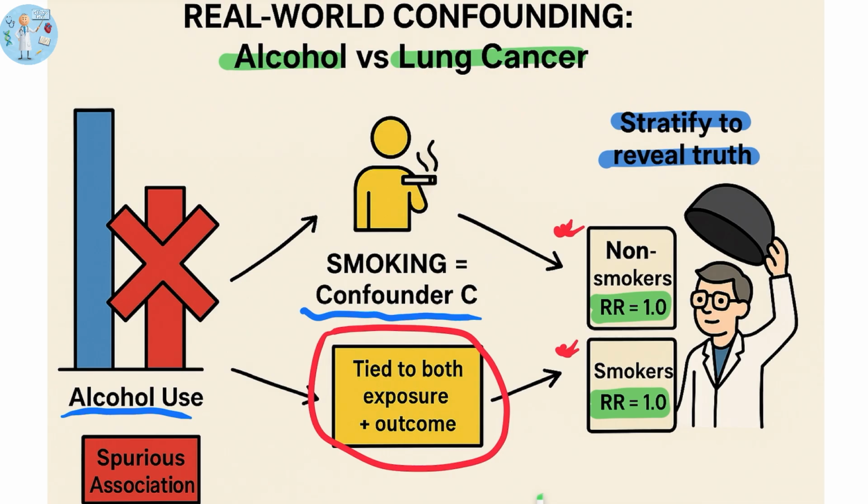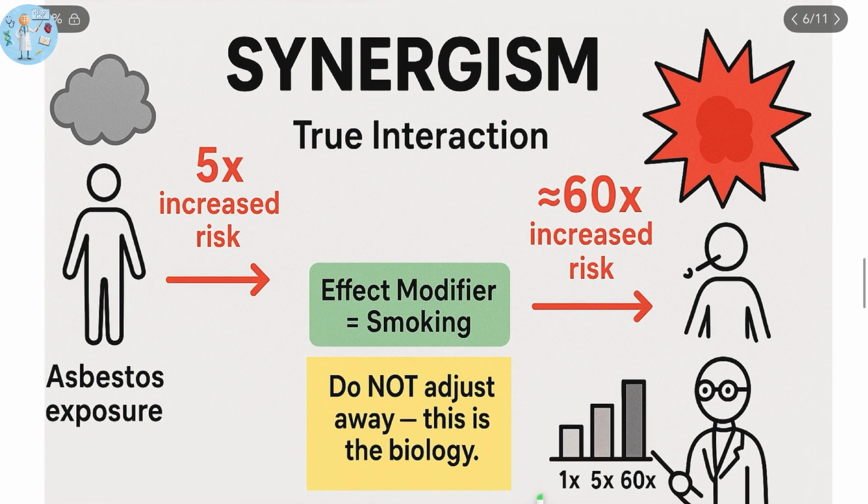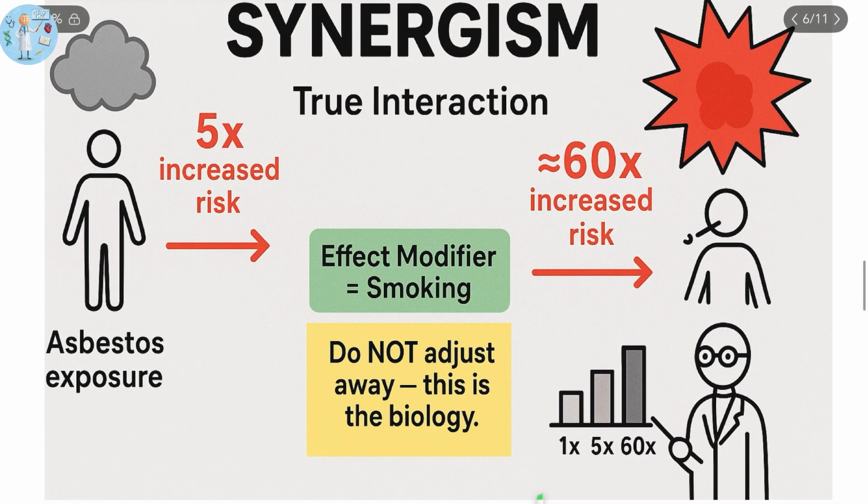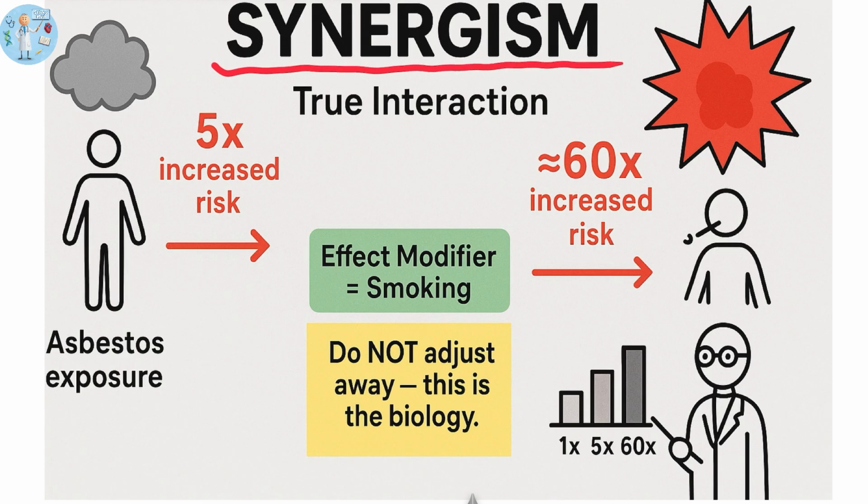That makes perfect sense for getting rid of a bias. So now, let's flip it. Let's talk about a case where that third variable doesn't make the risk disappear. It actually clarifies how incredibly dangerous it is. This is where we get into real biology, and often a concept called synergism. Synergism, meaning the total is greater than the sum of its parts. Way greater. It's a multiplication of risk, not just an addition.